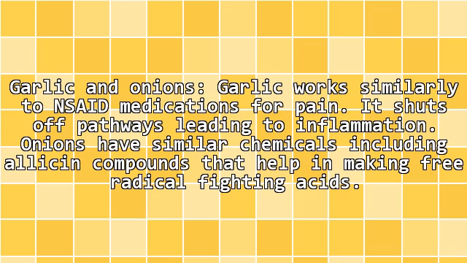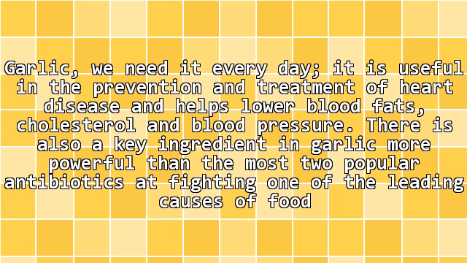Garlic and onions. Garlic works similarly to NSAID medications for pain. It shuts off pathways leading to inflammation. Onions have similar chemicals including allicin compounds that help in making free radical fighting acids. Garlic, we need it every day. It is useful in the prevention and treatment of heart disease and helps lower blood fats, cholesterol and blood pressure. There is also a key ingredient in garlic more powerful than the two most popular antibiotics at fighting one of the leading causes of food poisoning.